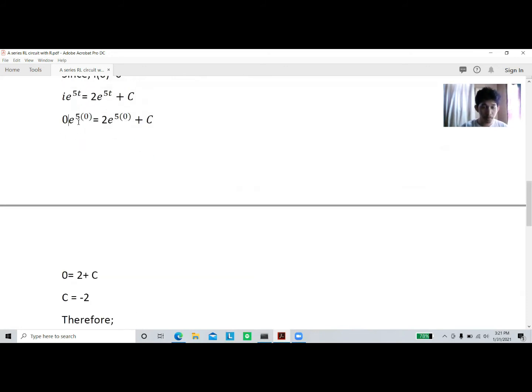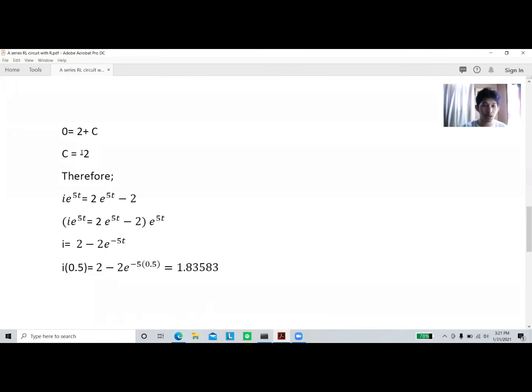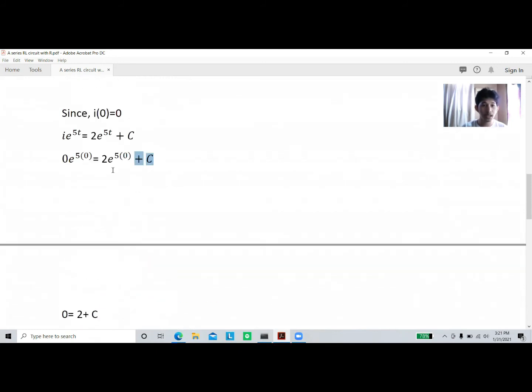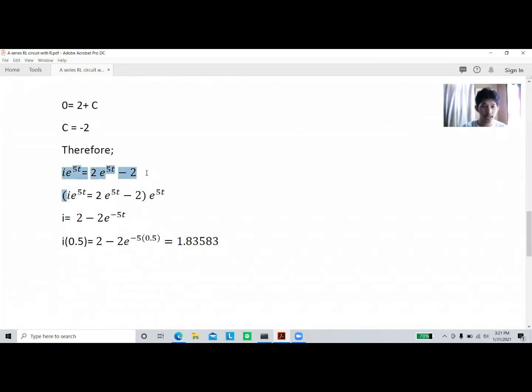The left side will become 0 because any value multiplied by 0 is 0. The right side will become 2 because e raised to 0 is 1, multiplied by 2 gives 2, and then you just copy the c. Simplifying the equation, c is equal to negative 2. Now that you have the value of c, you can easily substitute it into this equation.